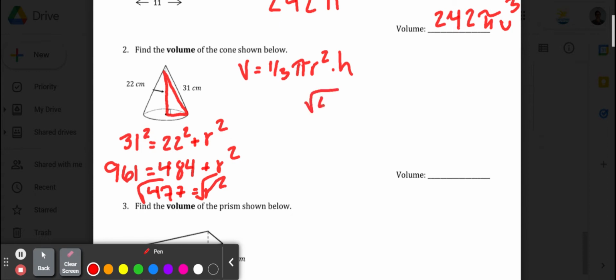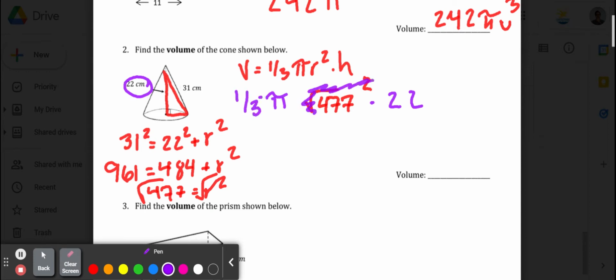which is kind of convenient because we are then going to put in for the radius, which is squared, and then we multiply by the height, which is this number here, times 22, and pi, and 1/3. So that square root and the square are going to cancel each other out. So I actually get 477 times 22, and then divide that by 3.